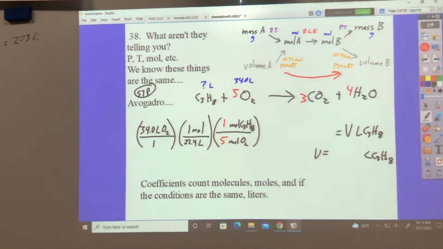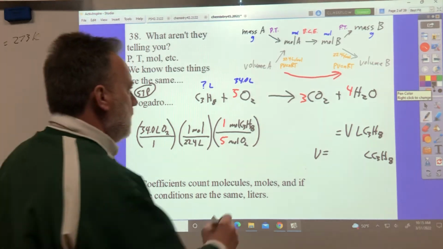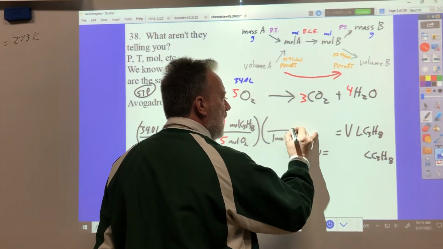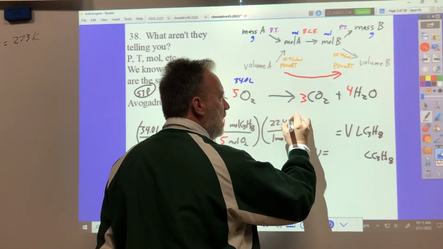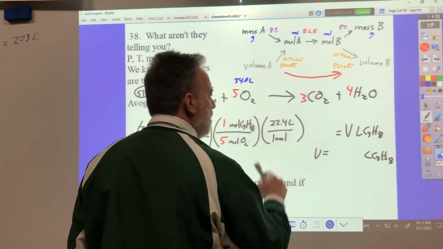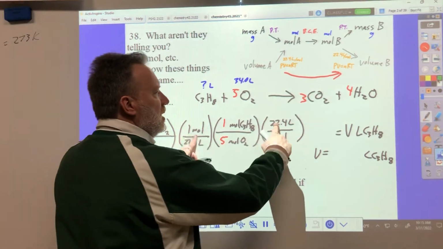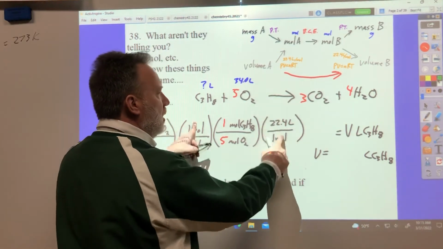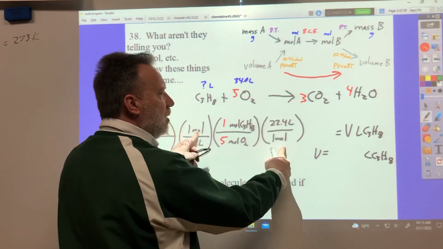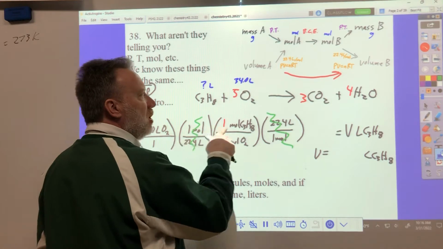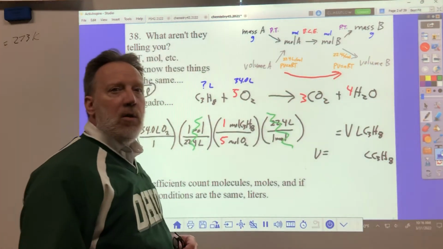Now this is true for every gas. The following: 1 mole of any gas is 22.4 liters. And I don't need to identify the gas because that's true for all gases. Now look, what happens? These are exact inverses. So that cancels that, and we're skipping directly from volume to volume.